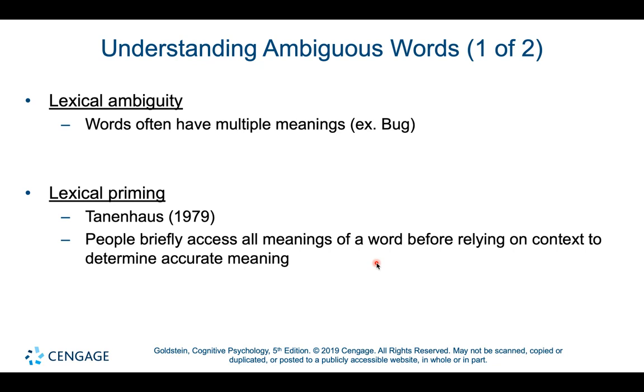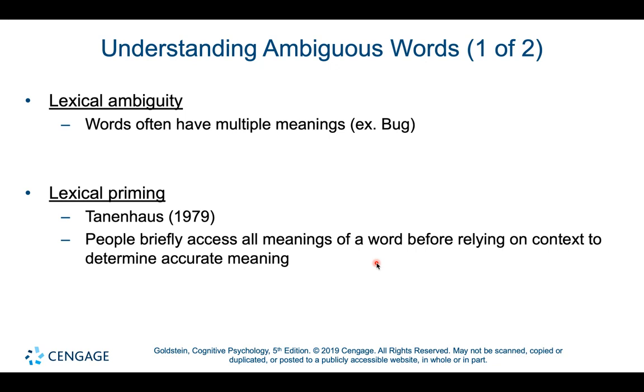Another problem we solve using context and statistical learning is lexical ambiguity, the fact that words often have multiple meanings. The word bug can mean an insect, it can mean a computer bug, it can mean to nag someone. So the exact same word, bug, can have multiple meanings, and we use context to figure out which one is the appropriate one.